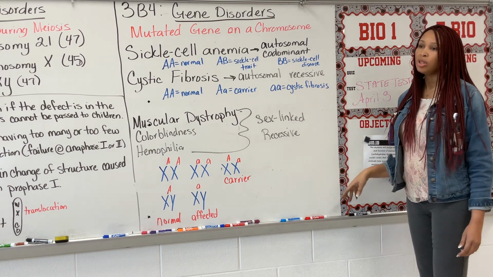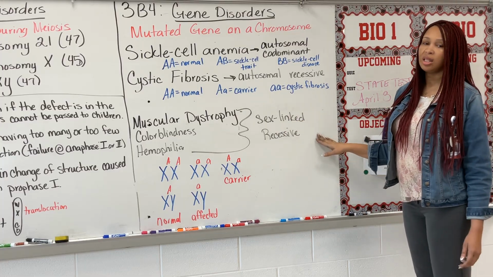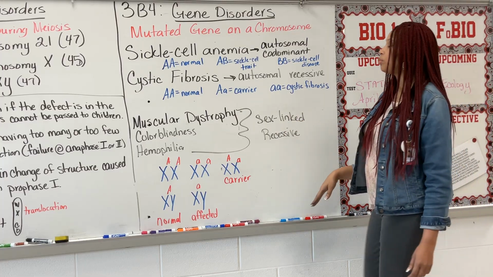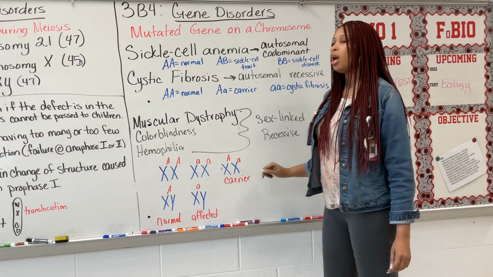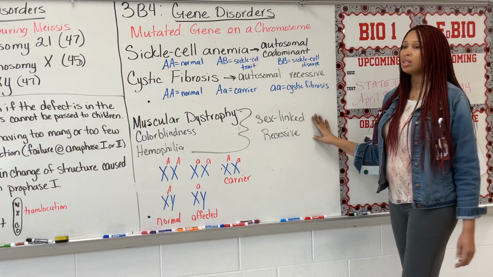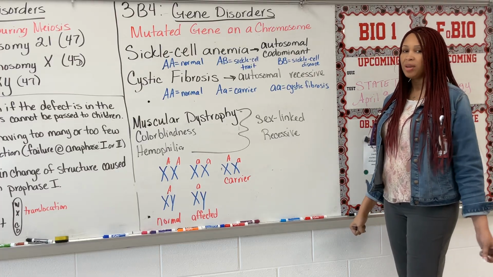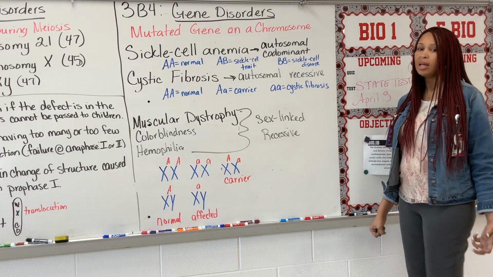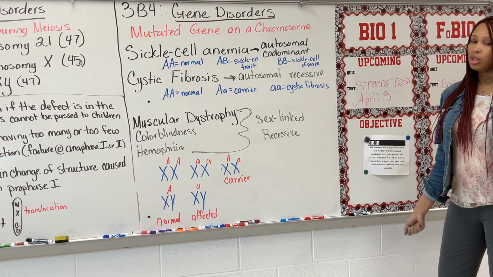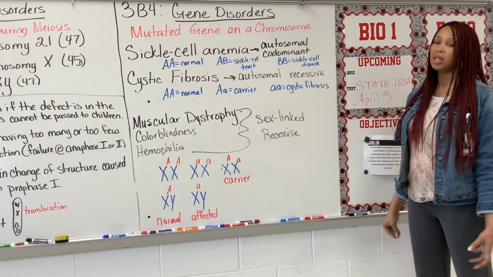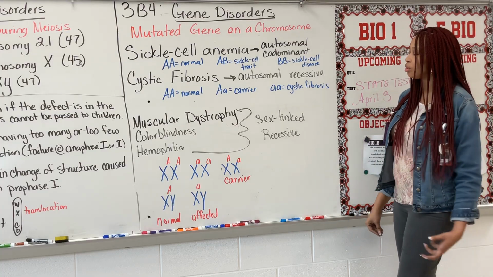Now our next three disorders are all sex-linked recessive, and if they're sex-linked, that means these genes are located on the X chromosomes, and this is going to be muscular dystrophy, color blindness, and hemophilia. And what we know about sex-linked recessive disorders is that they tend to affect males more than females because males are hemizygous, meaning that they only have one X chromosome. So they either get the disorder or they don't, whereas females can actually be carriers of a sex-linked recessive disorder.